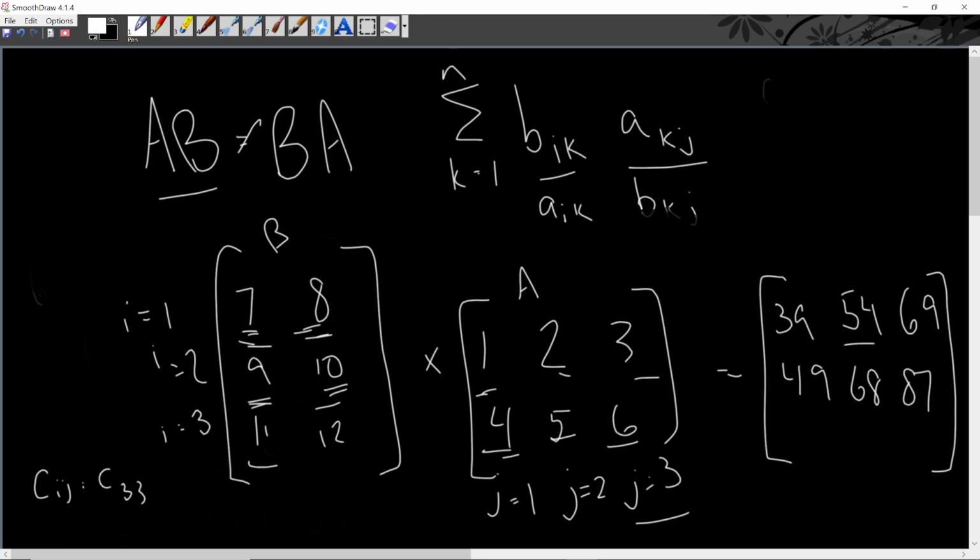We have I equals 3 and j equals 1. So we have the ith row, 11 times 1 plus 12 times 4. So we have 11 plus 48. That's going to be 59.